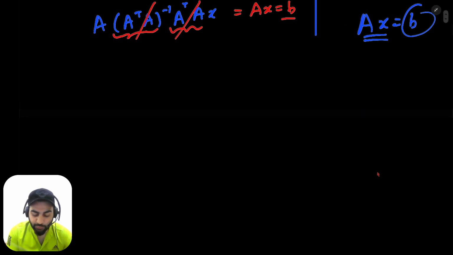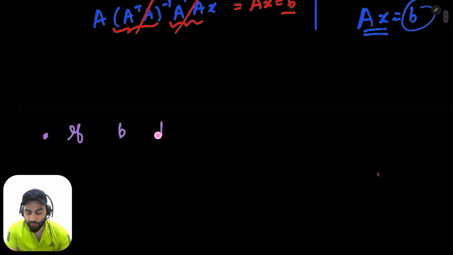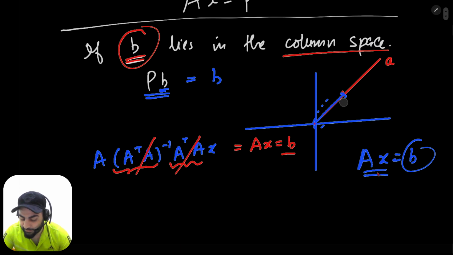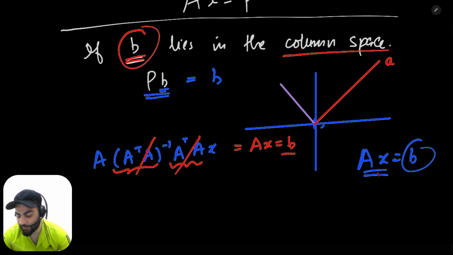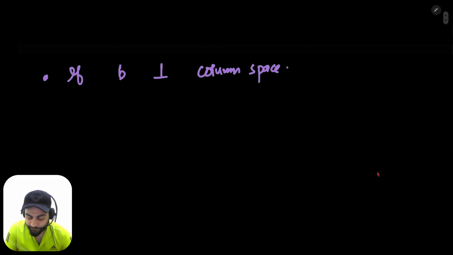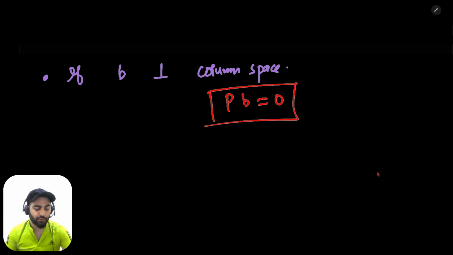The second thing that I want to show is if B is perpendicular to the column space. If it is perpendicular to the column space, what does that mean? Now we have this vector, and this is our A. Let's suppose this is our A. Now our B is perpendicular to it. If you see, the projection will be this point. So PB is equal to 0 if it is perpendicular to the column space.